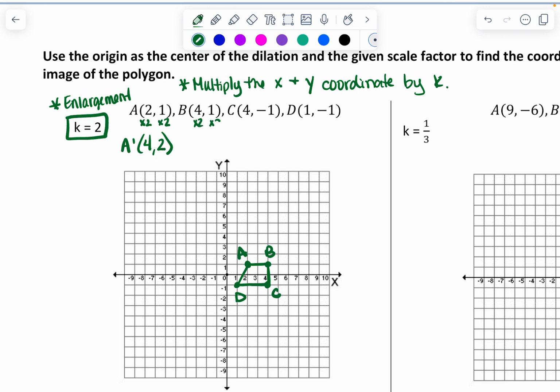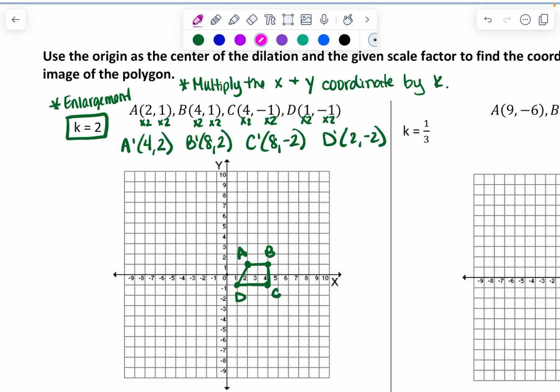Same thing for B. Multiply each of those by 2, so B prime is going to be 4 times 2 is 8, 1 times 2 is 2. C prime, multiply those each by 2. We're going to have 8 and negative 2. And D prime, we're going to have 2, negative 2.